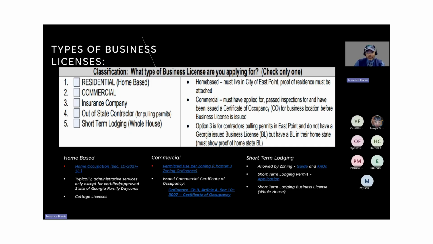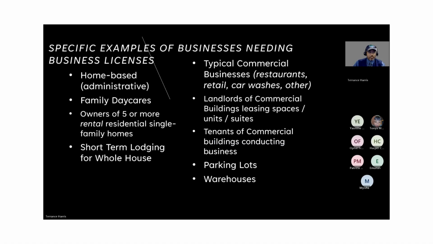So let's go into a little bit more details on this. All right, so let's get some specific examples. So we said at home base, you have to get a business license. It's pretty much administrative services. At your residence, if you have a family daycare, you will need a business license. If it's at a residence or you are a renter and you have 5 or more rental properties, residential, you also have to get a City of East Point business license. And of course, we mentioned if you're doing whole house short-term lodging at a residential location, you need a business license. Let's move over to our commercial column.